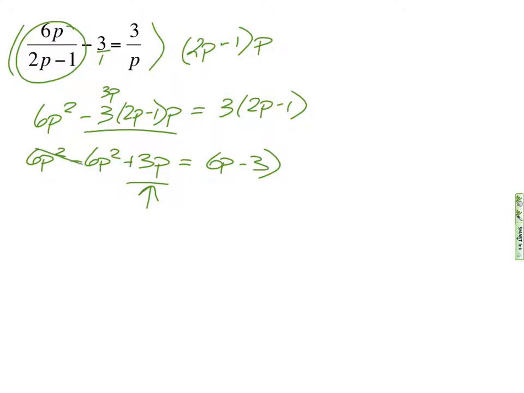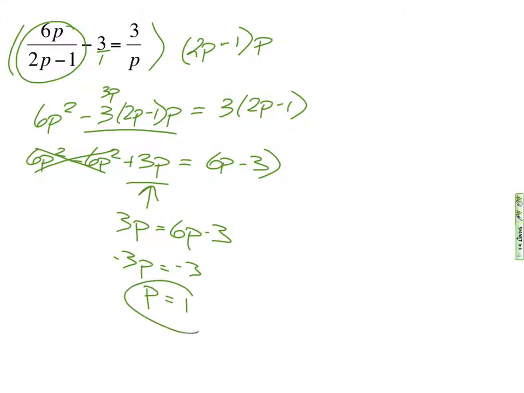So now, these two cancel out. I have 3p equals 6p minus 3. So let's move the 6p over, which gives me negative 3p equals negative 3, which means p equals 1. What do I need to make sure of though? And it doesn't give me 0. Okay, I plug in here, I'm good, because that's 2 minus 1. I plug in there, I'm good, because it's just 1. So that means we do like the answers.